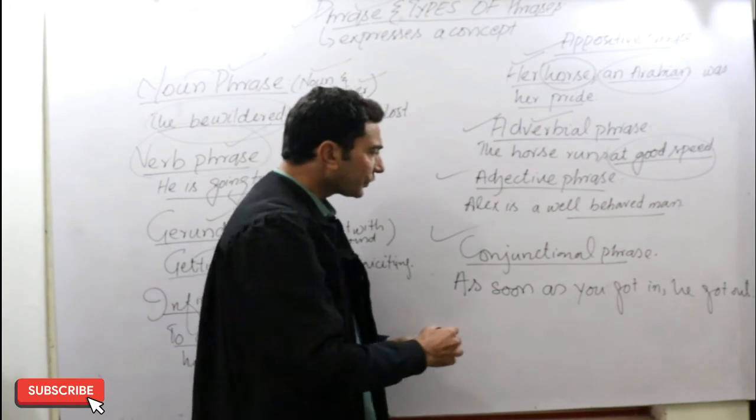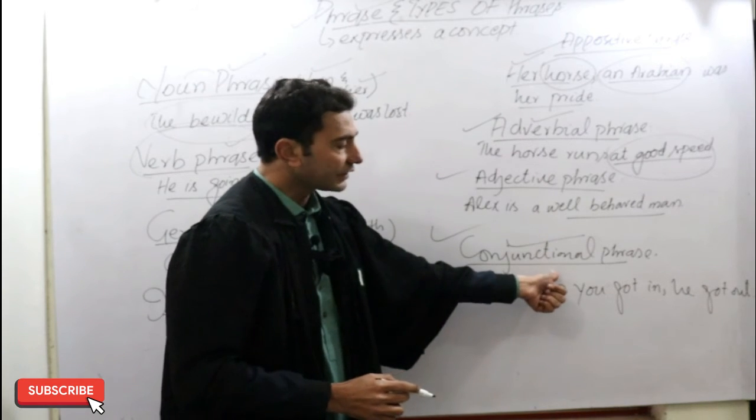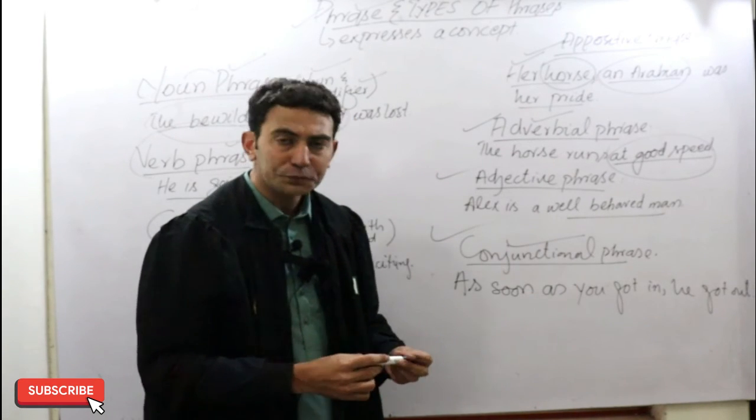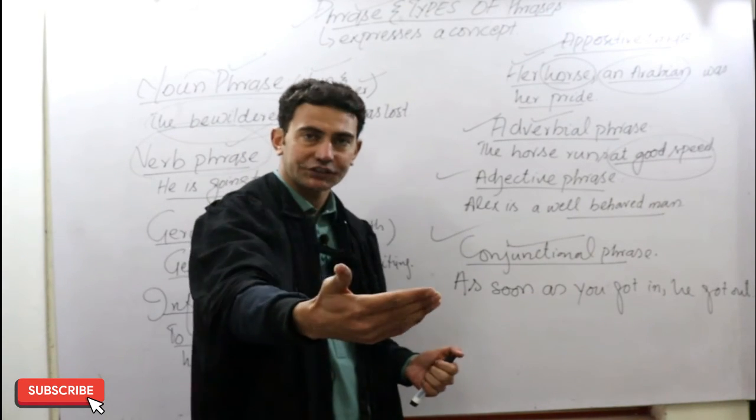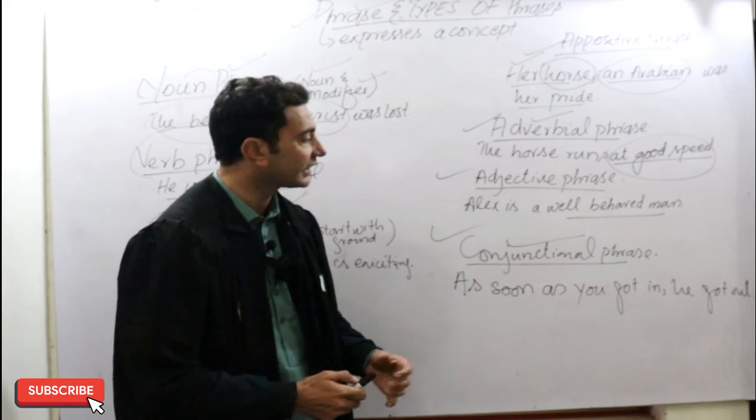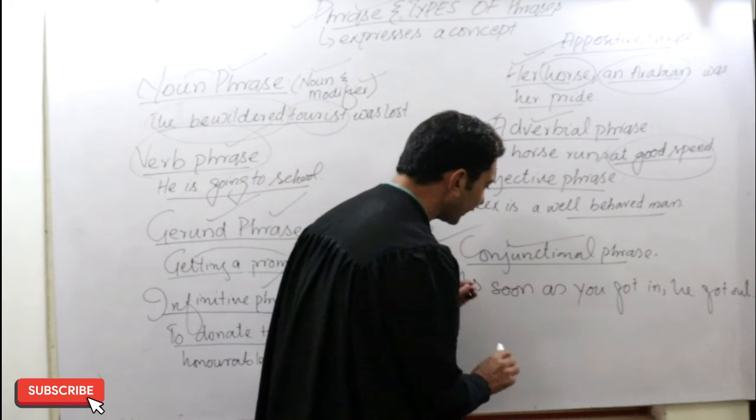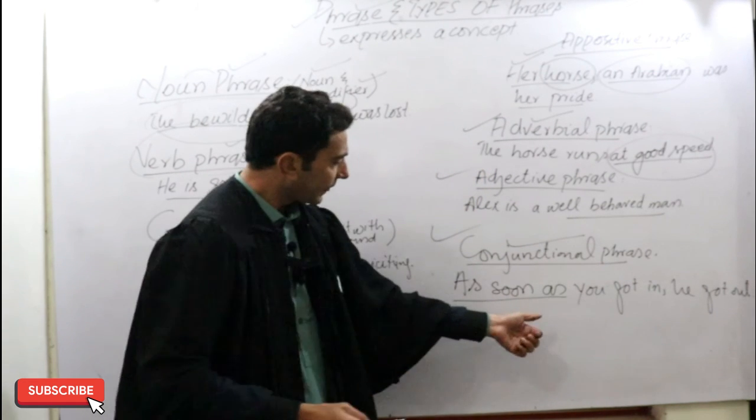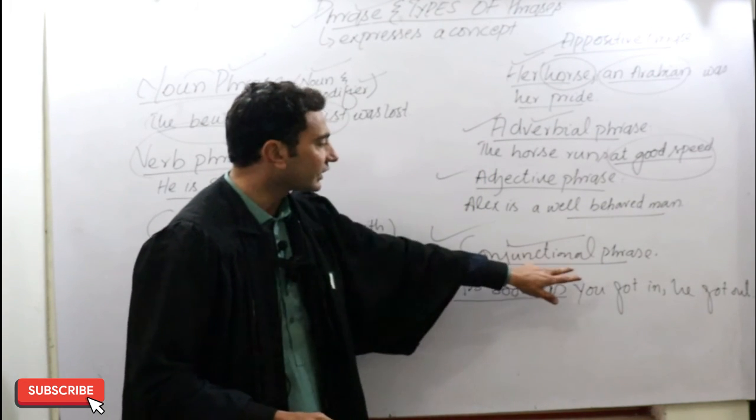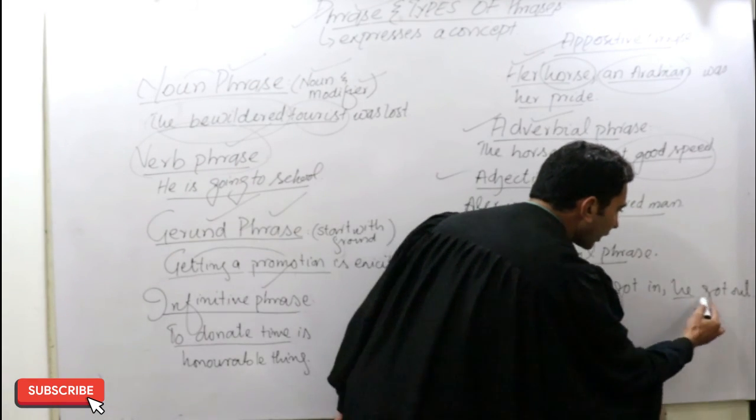Then we have the conjunctional phrase. In a conjunctional phrase we have two or more conjunctions, but they function just like a single conjunction in a given sentence, like "as soon as you got in". The underlined words, "as soon as", belong to the conjunction phrase. You got in, he got out.